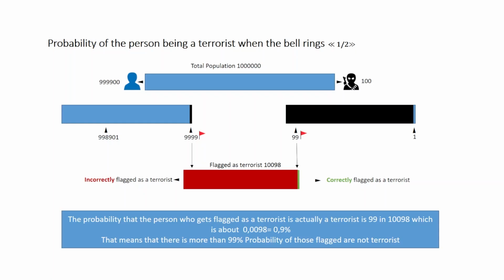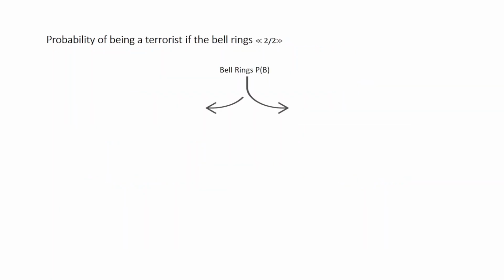So let's try again to explain the situation by using the probability of the bell ringing and the person being a terrorist. The bell will ring in two situations. The bell rings either because it's a false positive, and this is a non-terrorist, with a probability of 1%, or the bell will ring because it is a terrorist, and that is the probability of 99%.